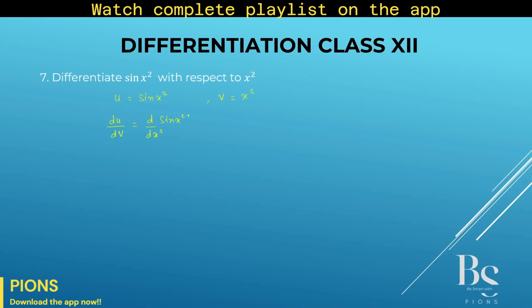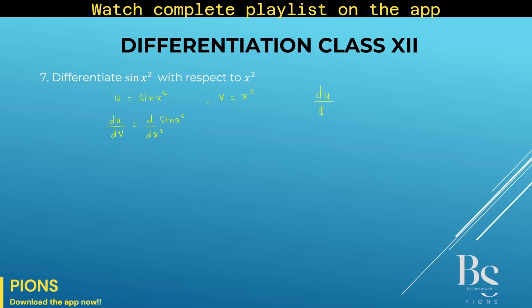So always remember, if they are asking you a question like this, differentiate this particular thing with respect to something other than x, like sine x also they can ask, tan theta also, anything they can ask over here, then this is an indirect approach to parametric form. So let's first find du by dx.